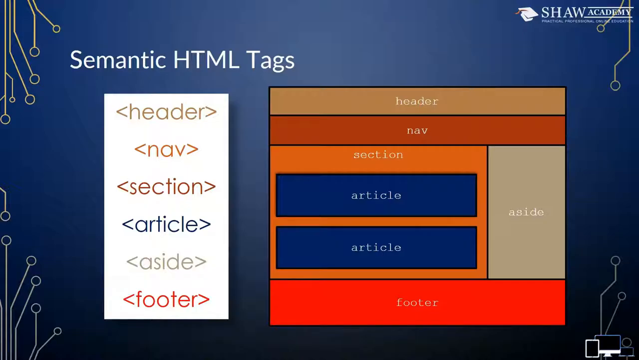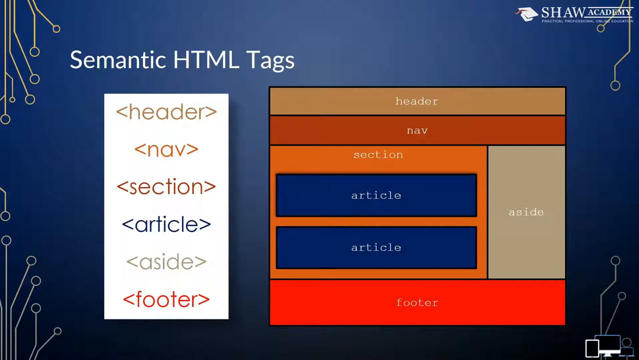So, semantic HTML tags. All right, so semantic HTML tags. We used to just have the div. We used to have the div tag, which was fantastic. We could use that to section off all our content, and it was perfect. But the problem is that it didn't have any meaning.